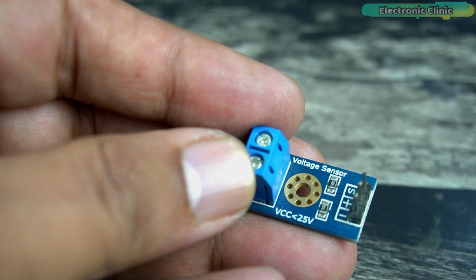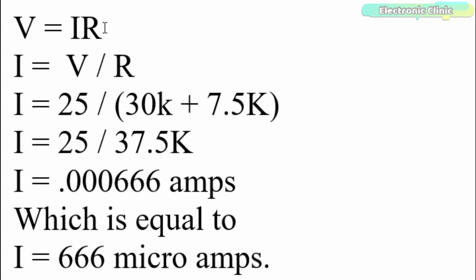Anyway, now let's calculate the current using the V is equal to IR formula. I is equal to V by R. Simply put in the values and you will get I is equal to 666 microamps.